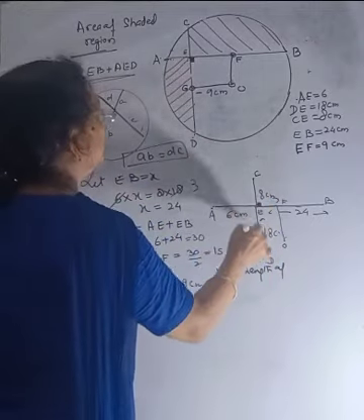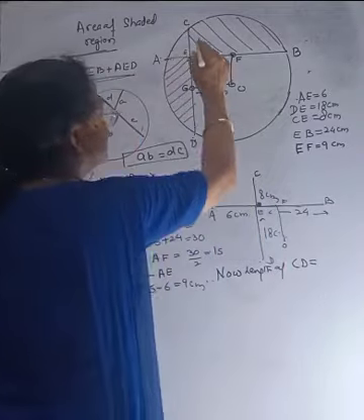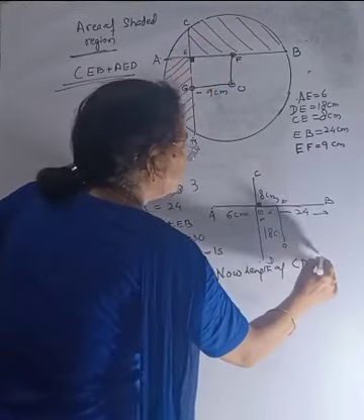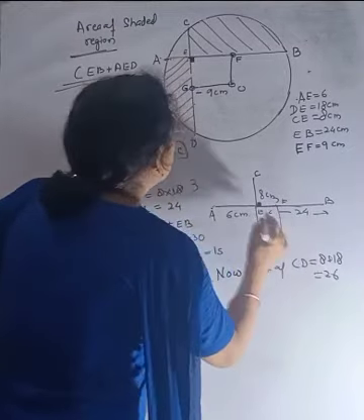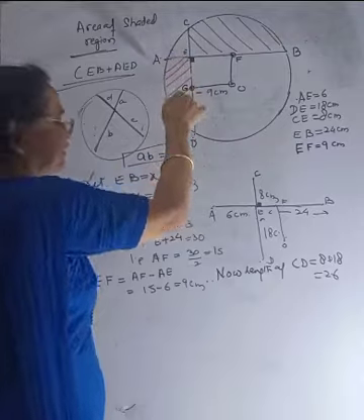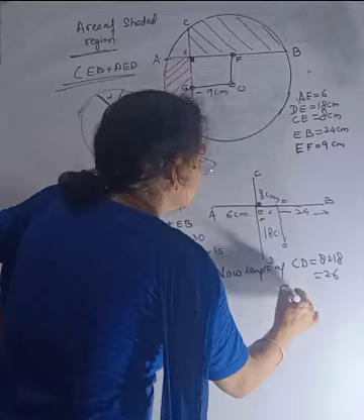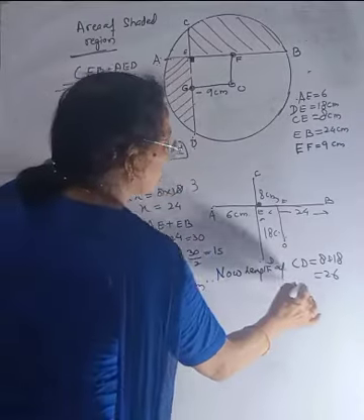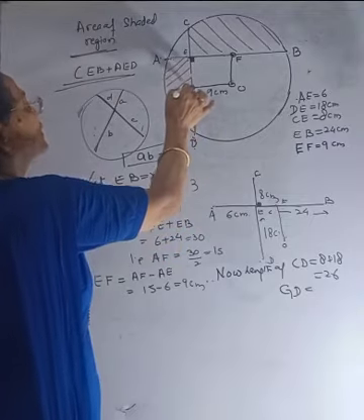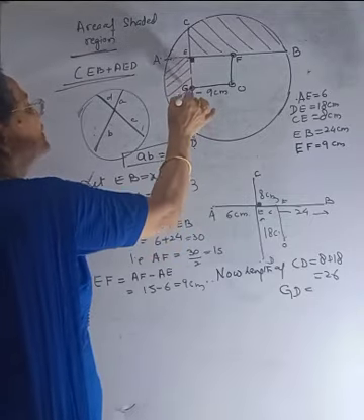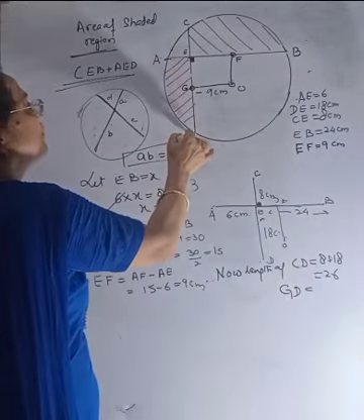Now the length of this chord CD. CD is equal to 8 plus 18, which is equal to 26, and this G is the middle point of 26. It means GD will be equal to 13. GD is equal to 13.